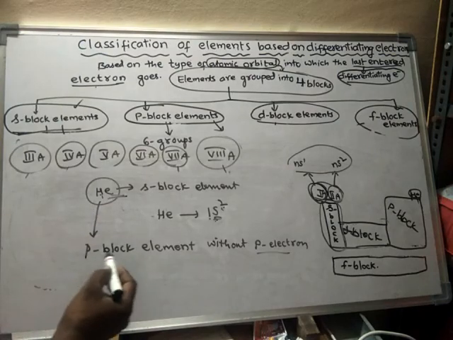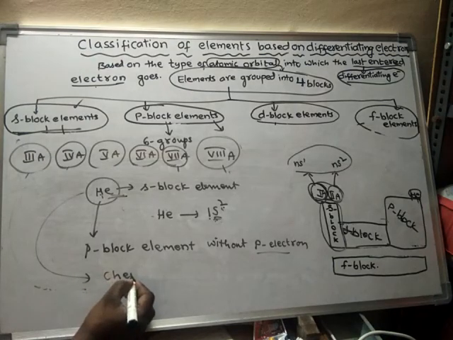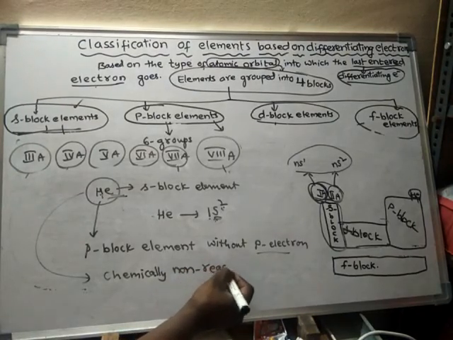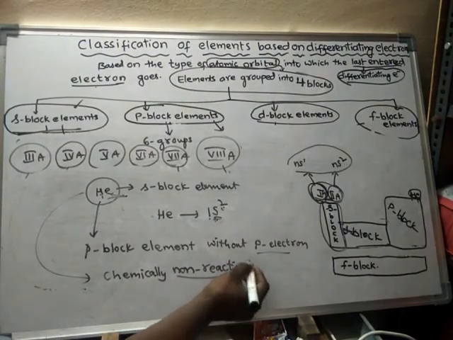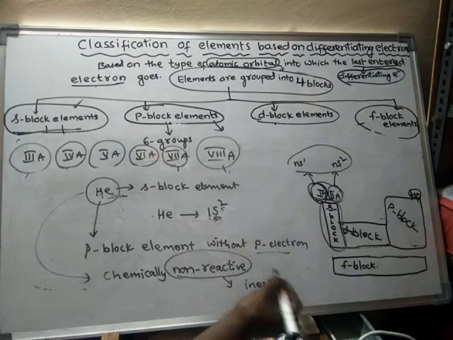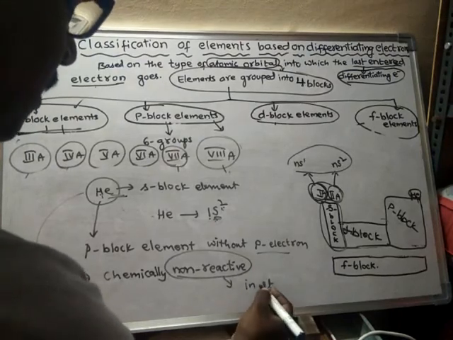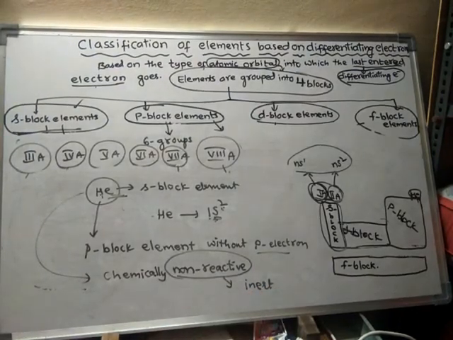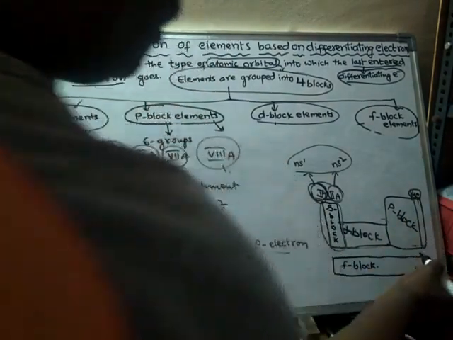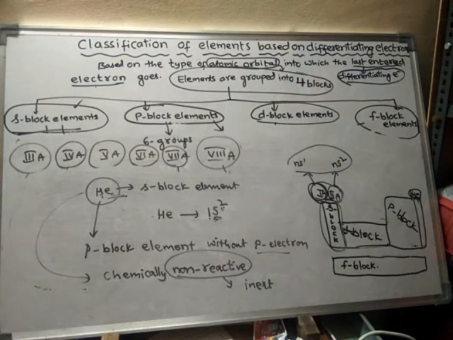Why is helium kept in P block? Because it is chemically inert, chemically non-reactive. As it is chemically non-reactive, hence it is kept under inert gases. Inert gases are present on the extreme right side of the periodic table: helium, neon, argon, krypton, xenon, radon and oganesson. We have already seen about these inert gases.